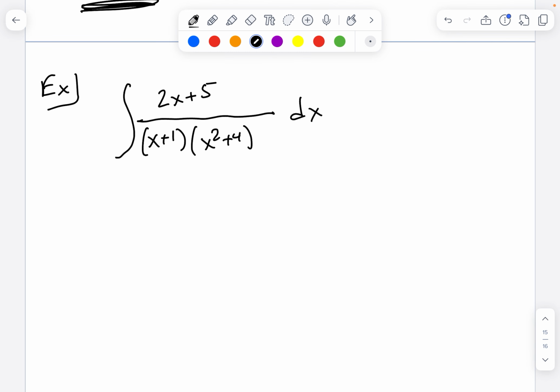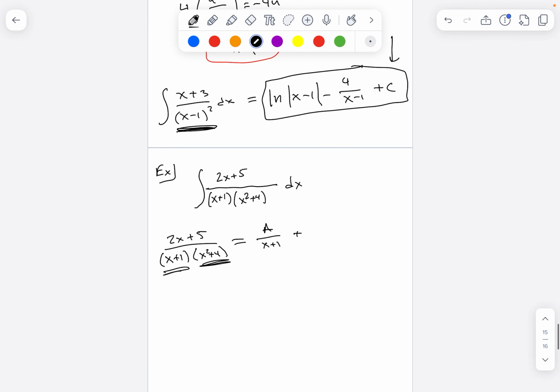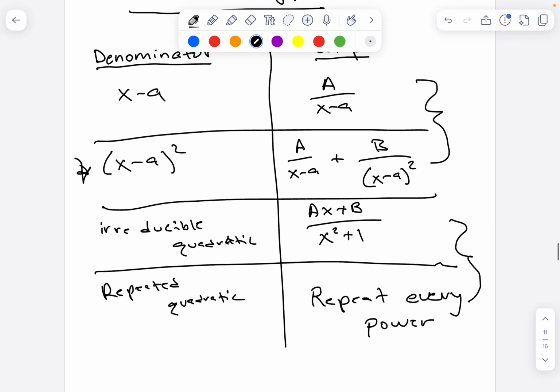So we can rewrite 2x plus 5 over x plus 1 times x squared plus 4 as A over x plus 1. So this is the linear. And then because this is an irreducible quadratic, if we go back to the table from before in my previous video, irreducible quadratic has this form right here.